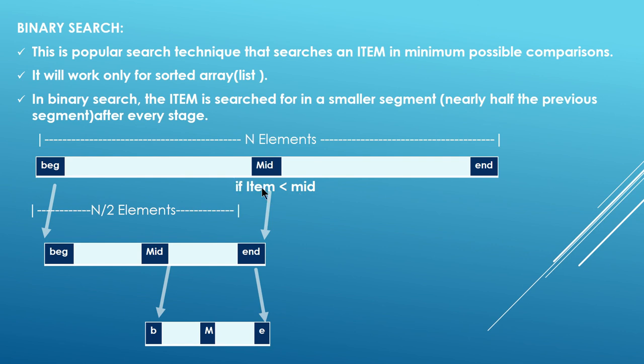Okay, so definitely it should be present in the first half of the array. So now in my second search I will be changing my end position to mid minus 1, that is the element before the mid element. Till that I will be doing the searching.